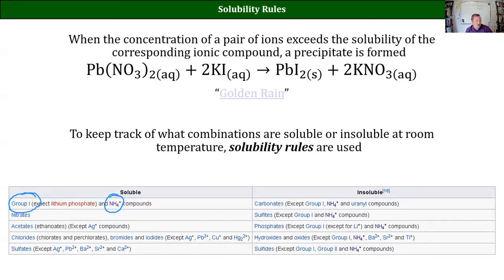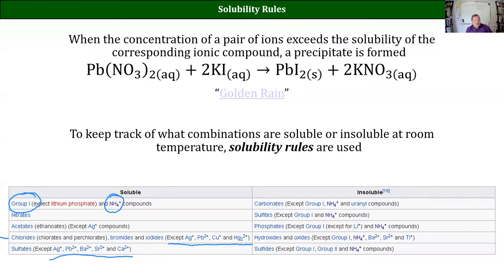Nitrates dissolve really well in water. Acetates dissolve really well in water. Iodide, or all the halides, chloride, bromide, and iodide, all dissolve well in water with a few exceptions. Sulfates dissolve in water with a few exceptions.